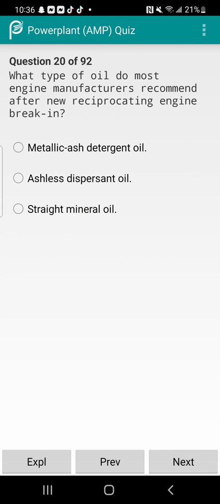What type of oil do most engine manufacturers recommend after a new reciprocating engine break-in? Ashless dispersant oil.